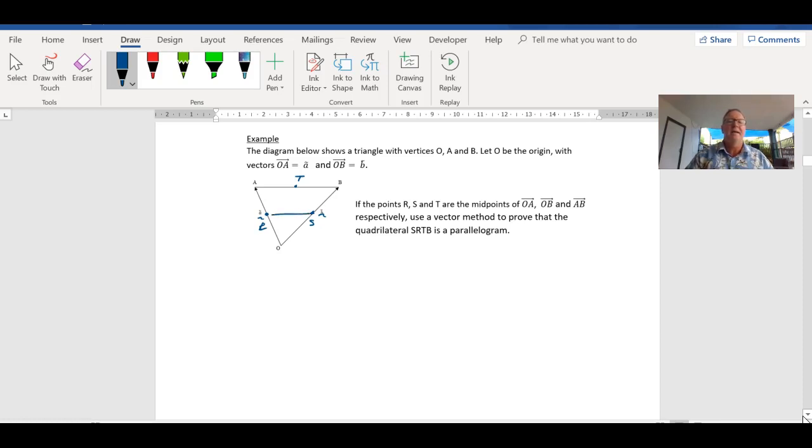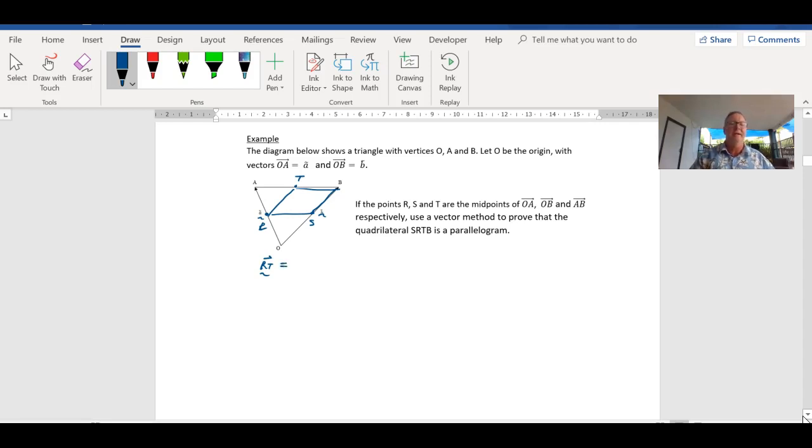SRTB is a parallelogram. Excellent. Prove that that is a parallelogram. Well, in parallelograms, opposite sides are parallel, so we can prove that. We pretty well show that that thing, SRTB, is a parallelogram. So that means that these sides, RT, RS, SB, ST, we need to start finding them. Let's start with RT, and then we'll compare it to SB in a moment.